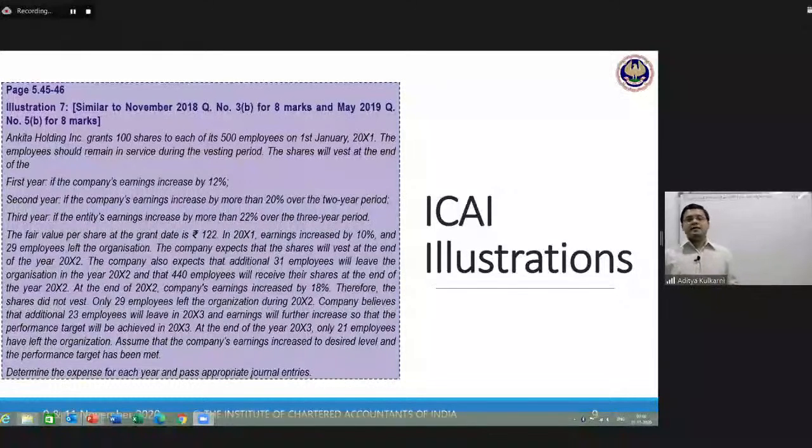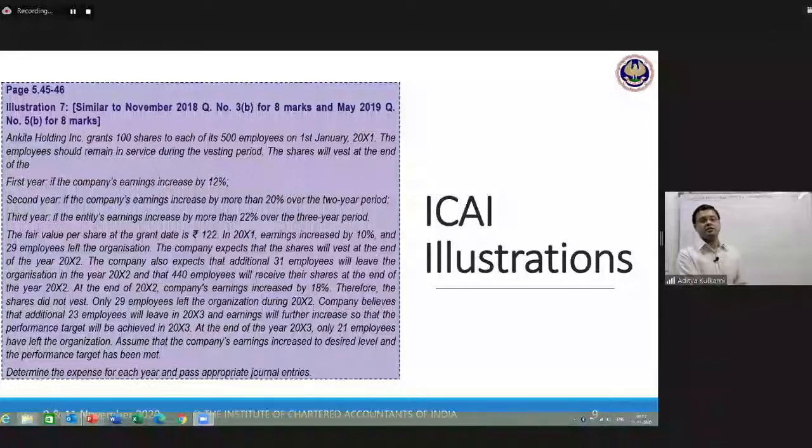Assume that the company's earnings increased to the desired level and the performance target has been met. That means at the end of the third year, the performance target has been met. The shares have now vested. So at the end of the third year, the options have vested and you have the actual data. What is the data? The performance targets being achieved, as well as the number of employees in whom the options have vested. Both these things you know.